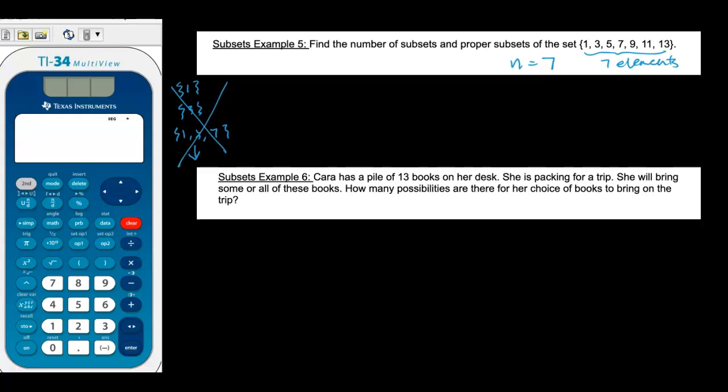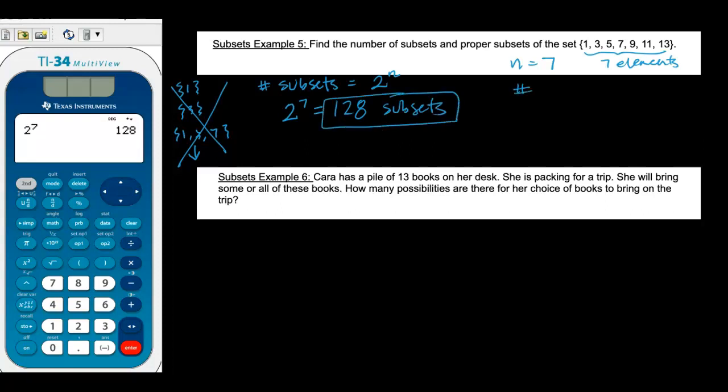What we're going to do is use the formula. So the number of subsets is equal to 2 to the nth power. So we're just going to take 2 to the 7th power, and that'll give us the total number of subsets. So I'm just going to type in 2 raised to the 7th power, and I get 128. So there are 128 subsets.